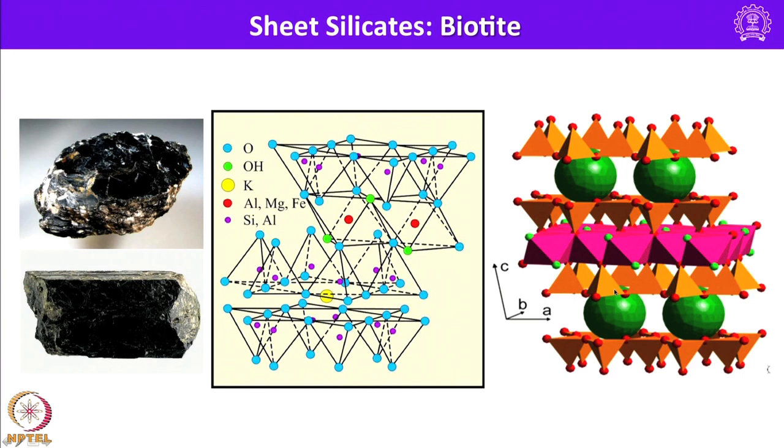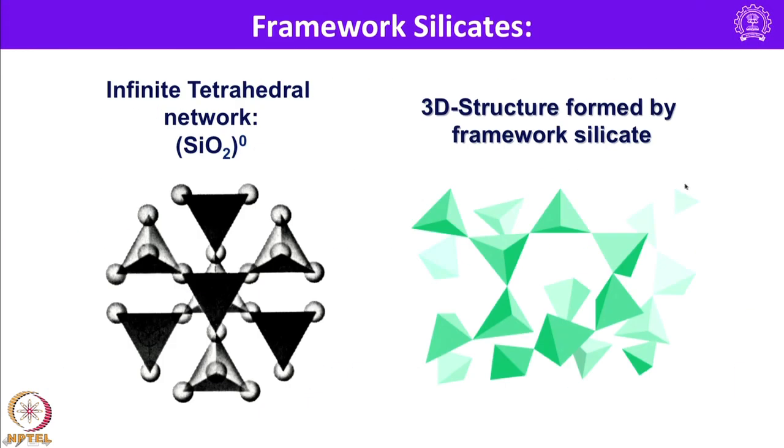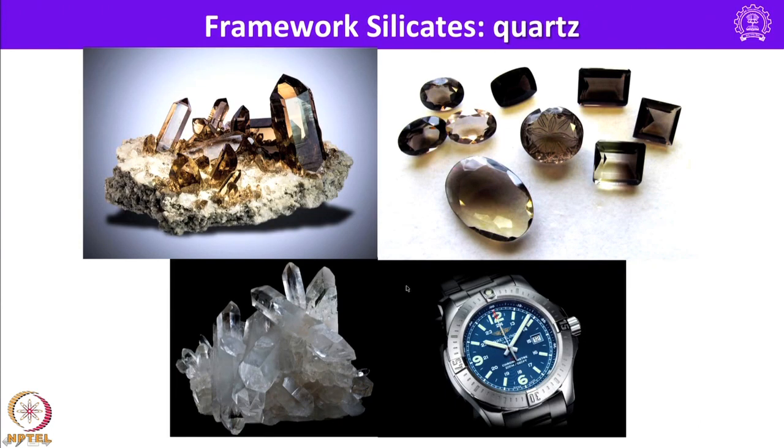So, when we talk about framework silicates, again as I mentioned, all the oxygens are shared with another SiO4 tetrahedron. The basic structural group is essentially SiO2, that means the composition of this one is SiO2. Minerals such as quartz, cristobalite and tridymite are based on this structure, and this is how they look. The arrangement of these can be seen here. Okay. For example, quartz is an ideal example of a network silicate.